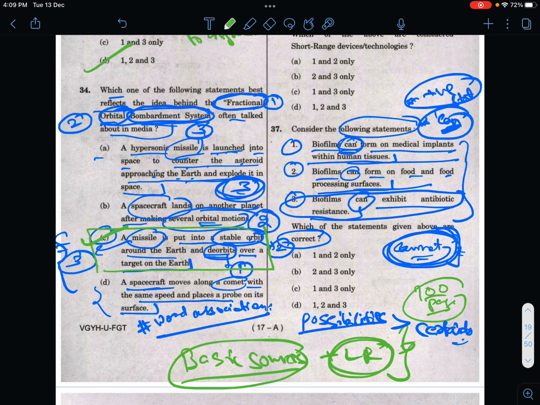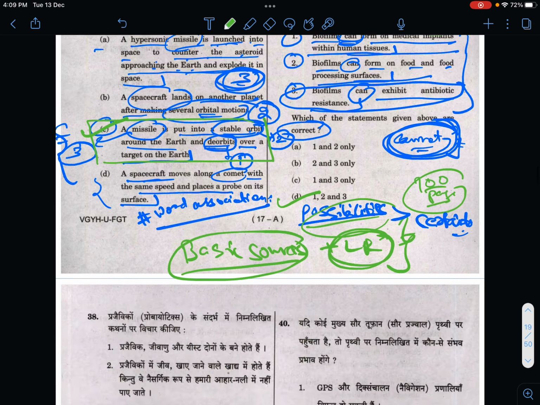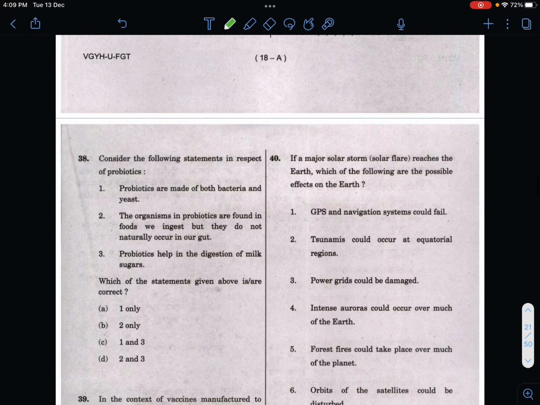And logical reasoning tells me positive statement, possibilities. I have no reason to negate any of these three, no strong reason to negate any of these three statements. I marked D, moved on, turned out to be the right answer. Next question.